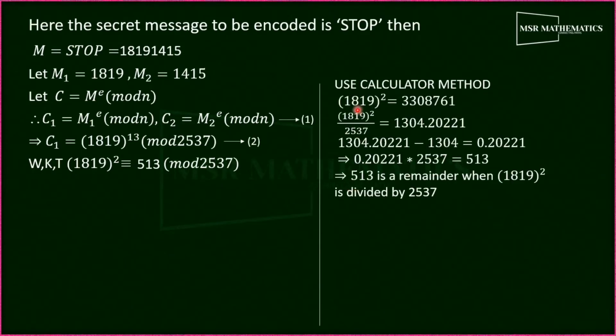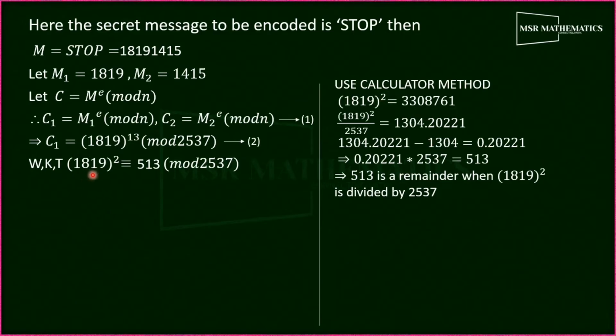Here you can ask me, instead of 1819 square, can we directly use 1819 power 13? But it is difficult to find the value of 1819 power 13 with the help of a calculator. We get exponential values. That is a wrong procedure. So we have to apply this step by step. Here the calculator method is used only for normal values.